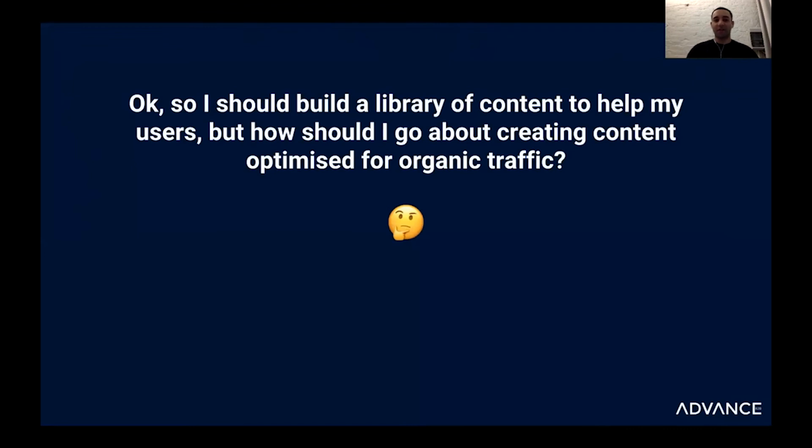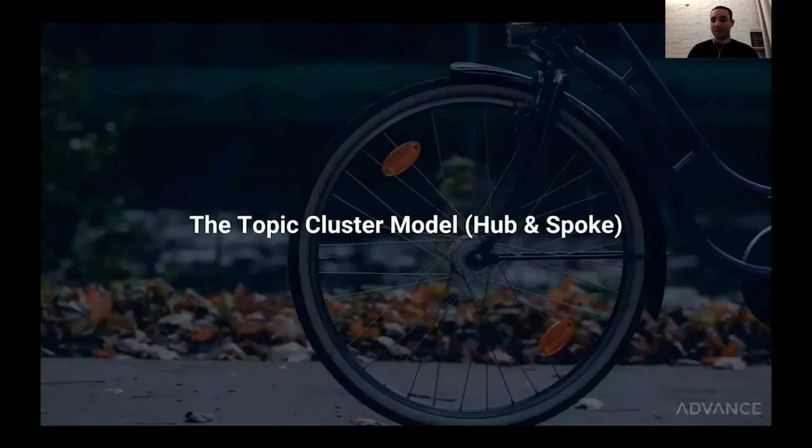Okay, so recap. I should build a library of content to help my users, but how should I go about creating content optimized for organic traffic? And there are many ways you can go about this. And there's no right or wrong way necessarily, but I'm going to provide one option for you to go away and think about. And this is the topic cluster model, sometimes referred to as hub and spoke, as a way to actually take that strategy into practice.